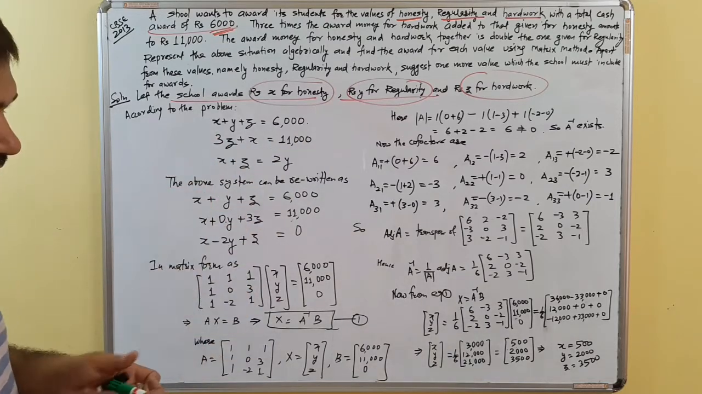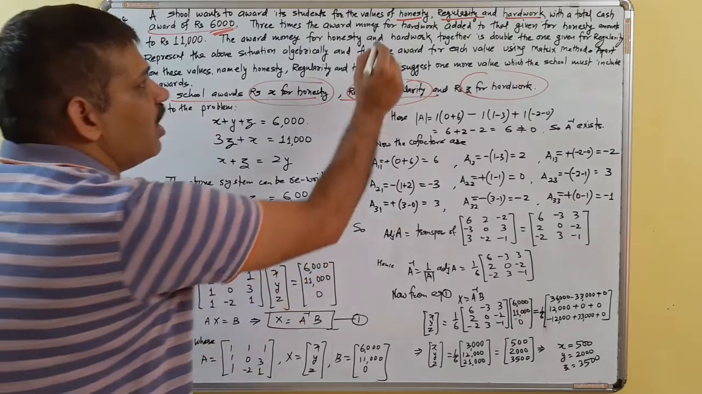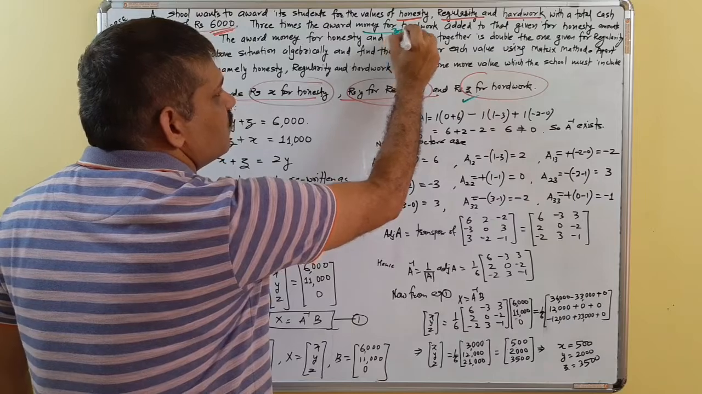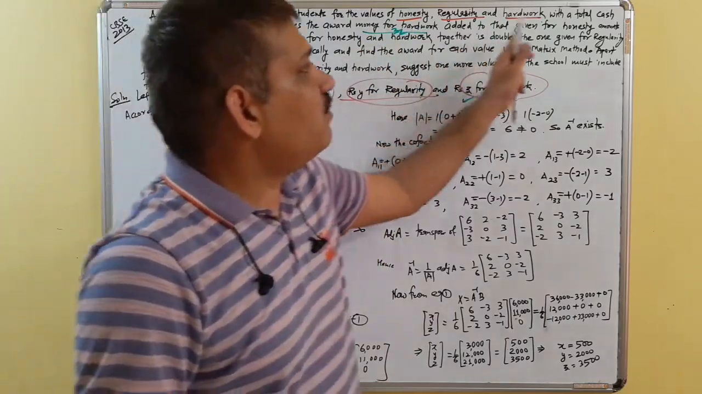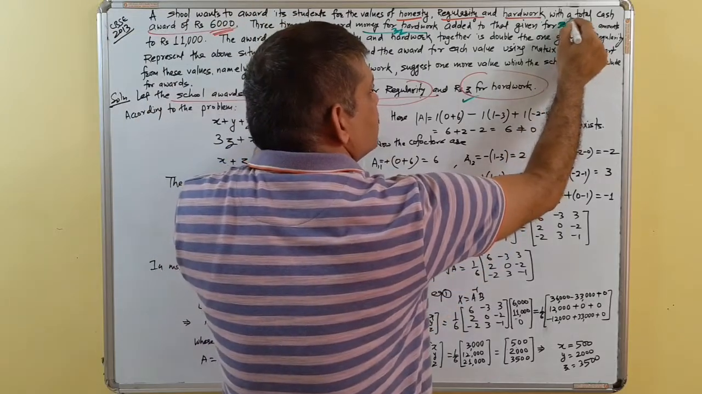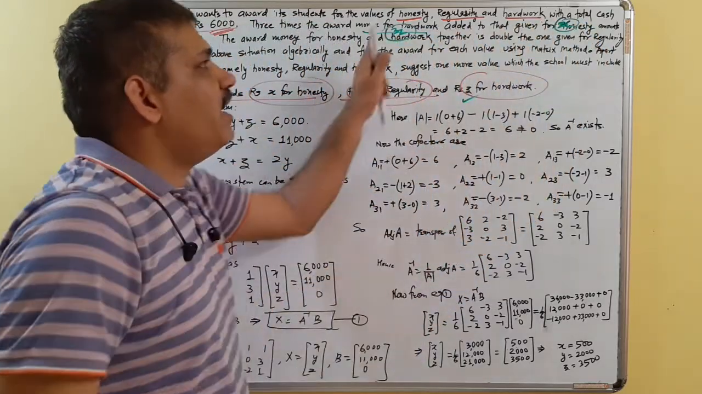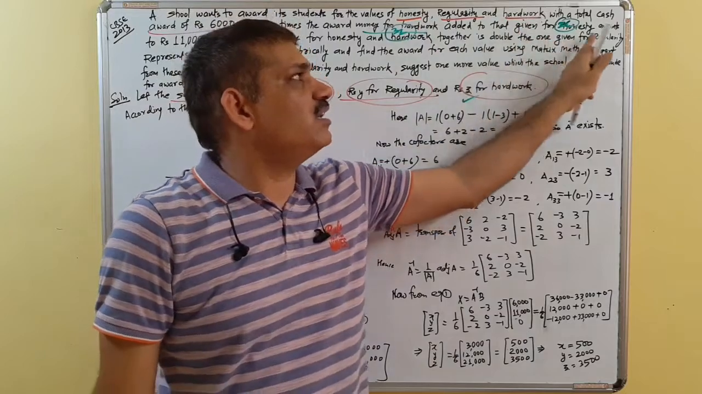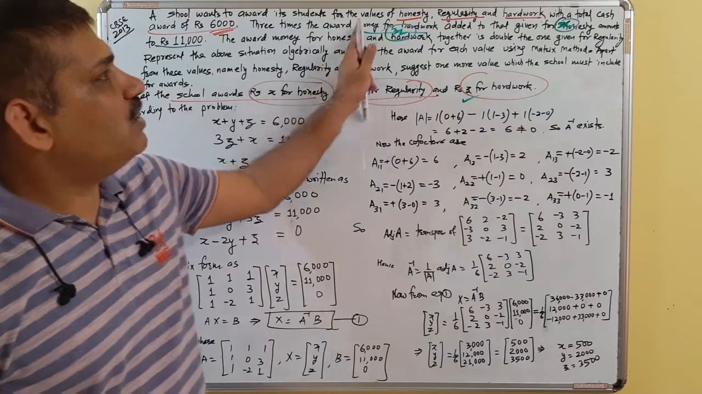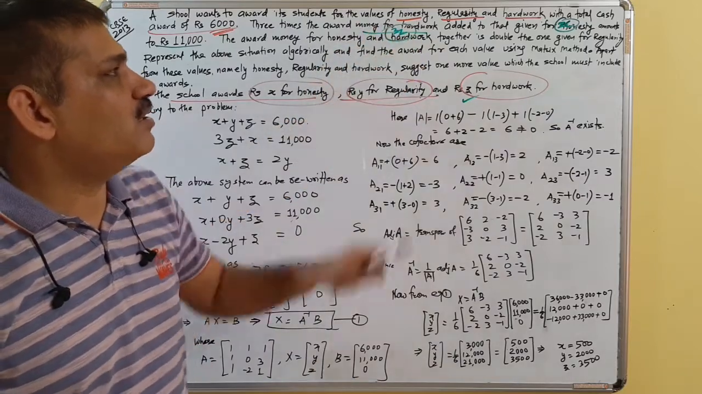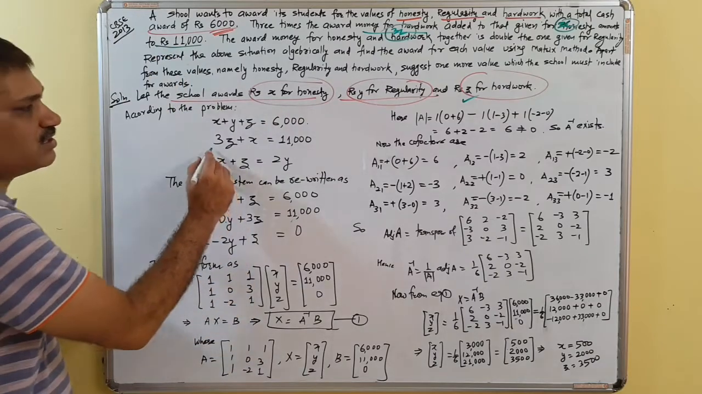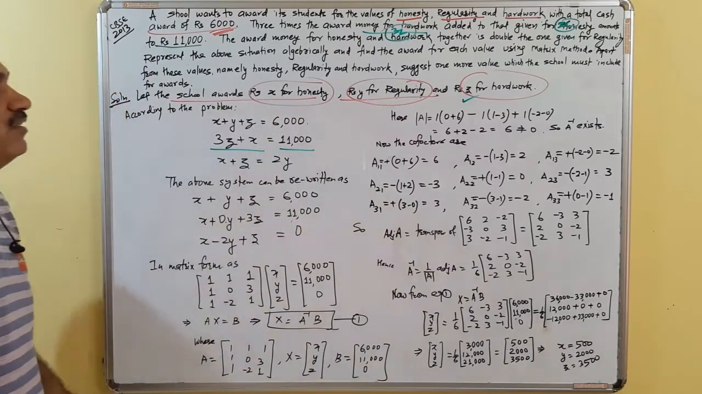Now 3 times the award money for hard work. Hard work is z. So 3 times z, added to that given for honesty, which is rupees x, amounts to rupees 11,000. So 3 times the amount for hard work, that is 3z plus x, is equal to 11,000. 3z plus x is equal to 11,000.